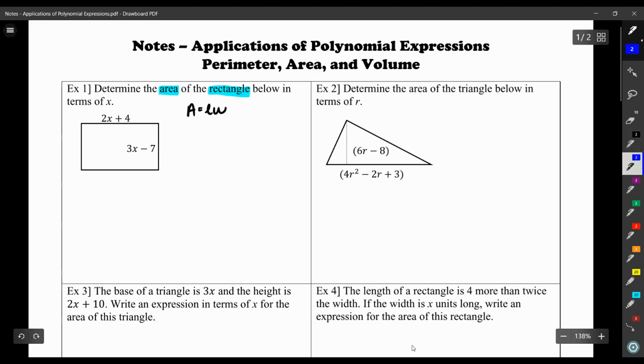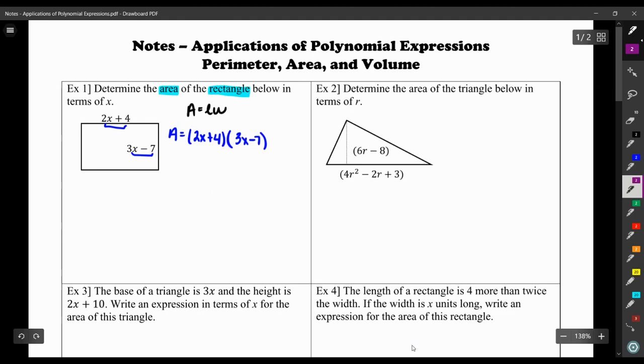Now it doesn't matter which one you call length and which one you call width. So let's just call the 2x plus 4 length. So my area will equal 2x plus 4 times the width, 3x minus 7. So the only difference between this and regular basic mathematical problems is that you have to set it up on your own. Now that we have set it up, we're going to multiply these polynomials because that's what it says to do, length times width. There's nothing in the middle, just like we would normally.